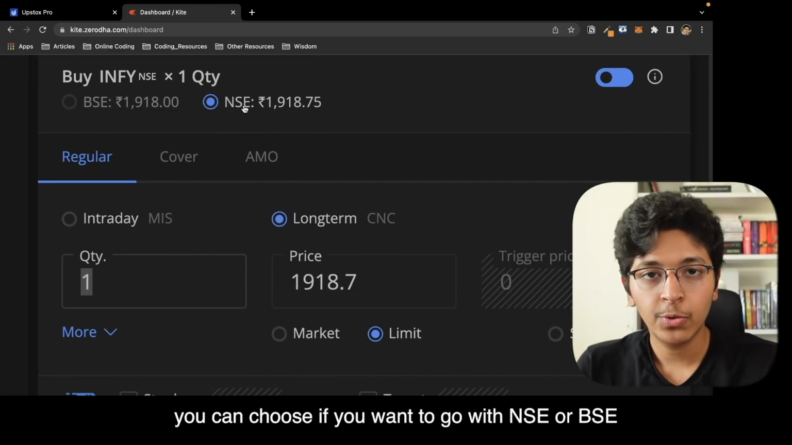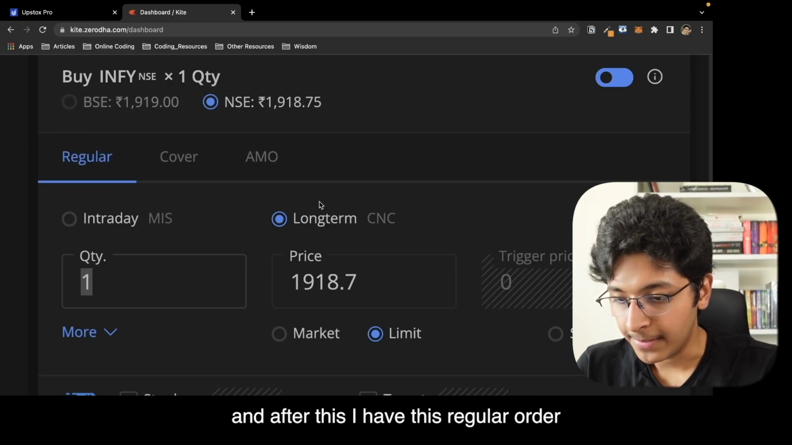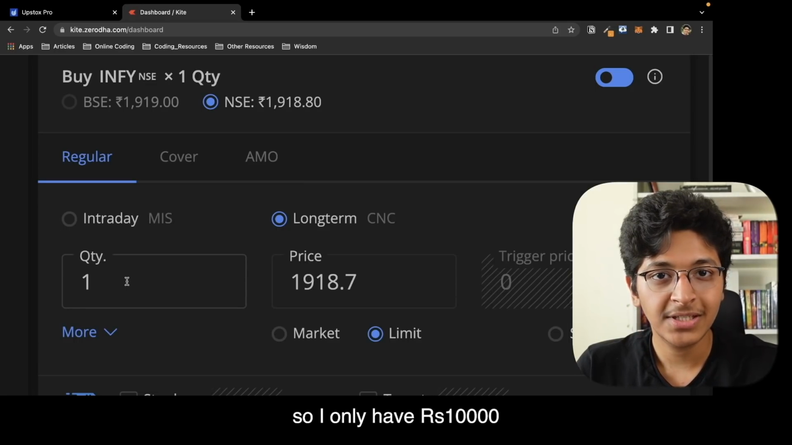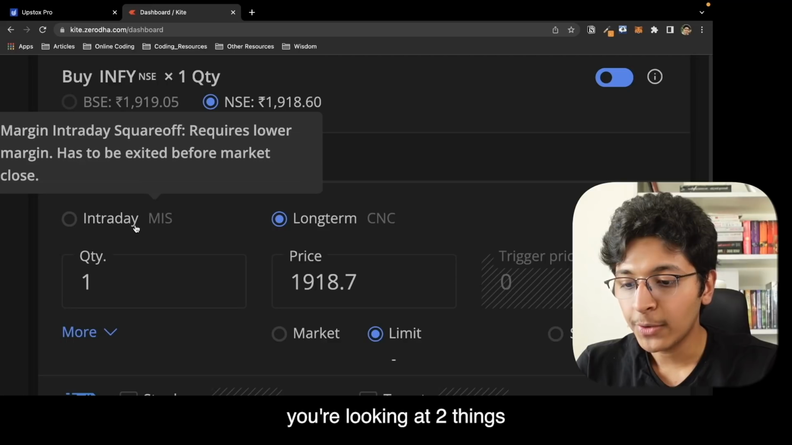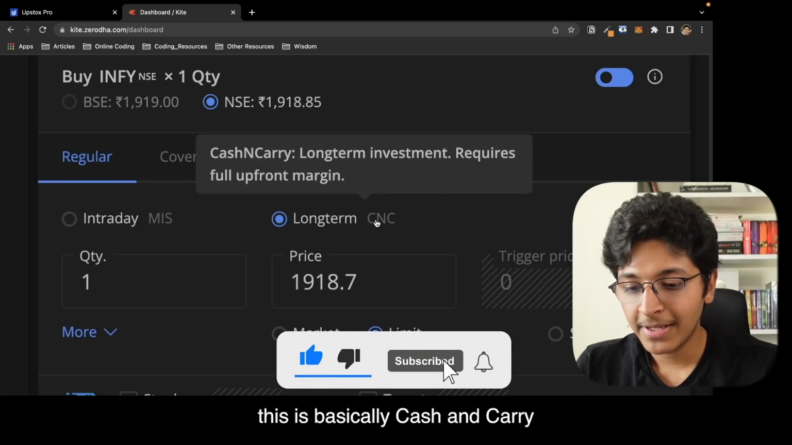You can choose if you want to go with NSE or BSE, and after that I have this regular order. I can decide what quantity do I want. So I only have 10,000 rupees in this Demat account particularly. So I just want to go with, let's just say, 1 quantity. You are looking at 2 things. First of all is intraday. Then you have long term, CNC. This is basically cash and carry.